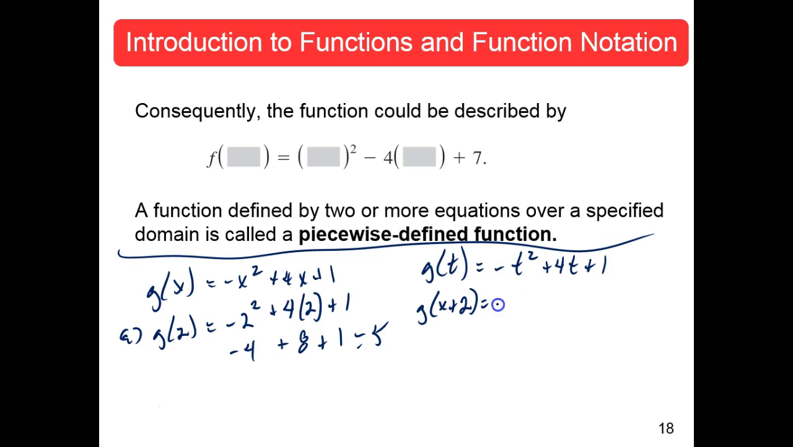Okay, you put a negative, and then you put (x plus 2) squared, because your thing was squared, plus 4 times (x plus 2) plus 1. Yes, you got it. But now we got some work to do, don't we? So let's do the work.